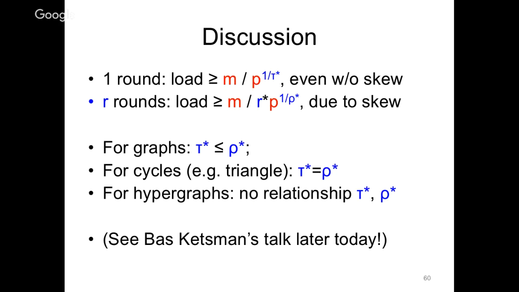Bas Ketsman will discuss the case of graphs in the afternoon. And in that case, one can prove that tau star is less than rho star. And he will show that the second one is a true bound for graph databases. For cycles, for example, these two bounds happen to coincide, so the one round and the many rounds are the same. But for general hypergraphs, there is no relationship, and this is an open problem.